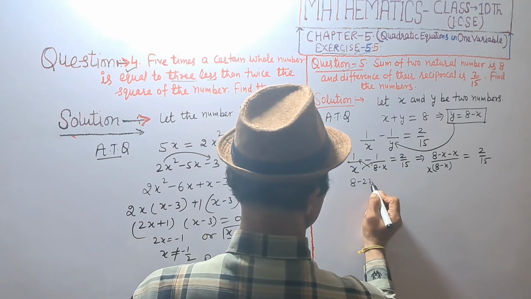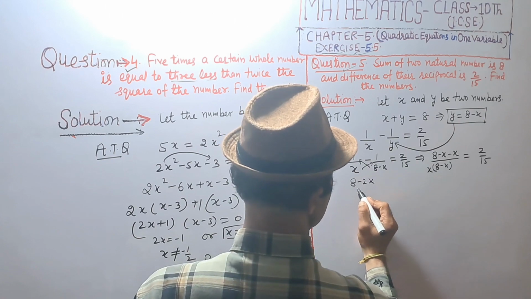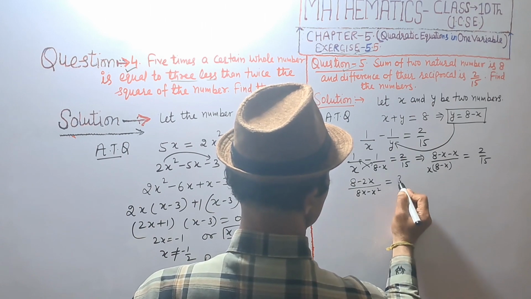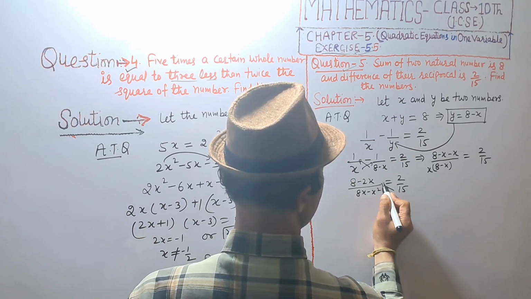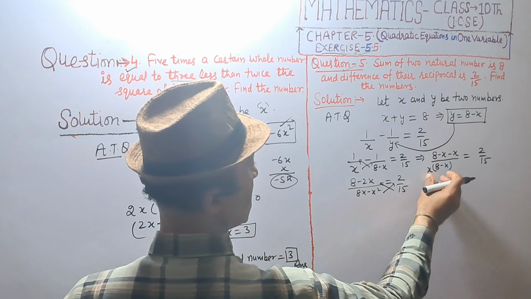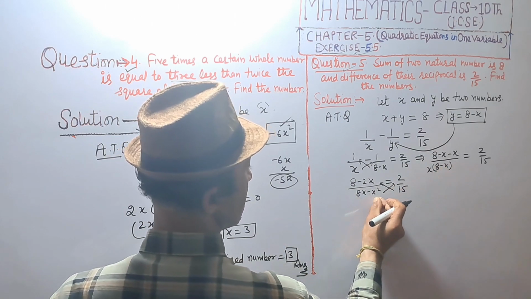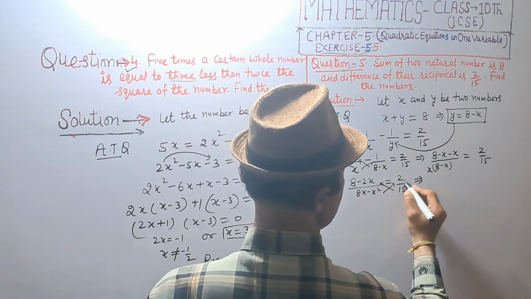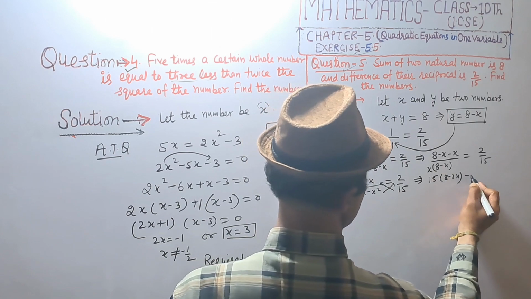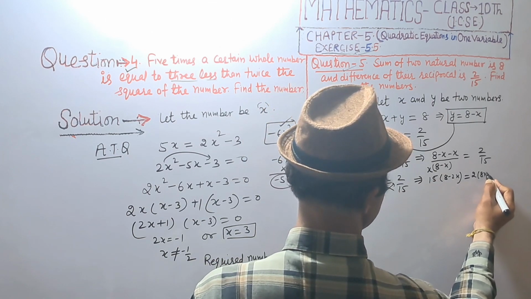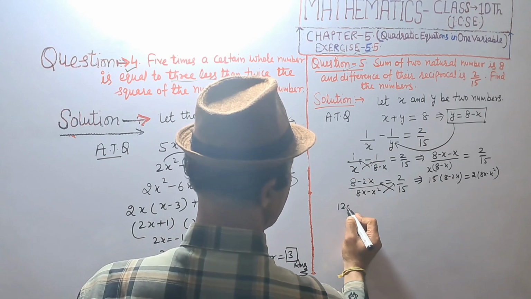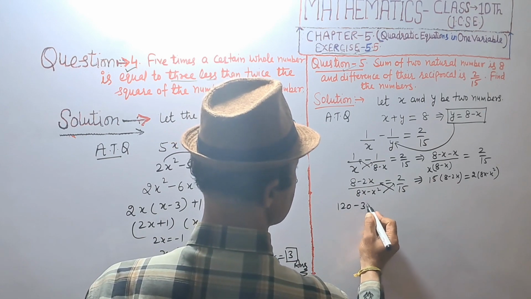So 8 minus 2x upon 8x minus x square is equal to 2 upon 15. X into 8 is 8x, x into x is x square, and cross multiplying, 15 into 8 minus 2x is equal to 2 into 8x minus x square. 15 8s are 120, and 15 2s are minus 30x.